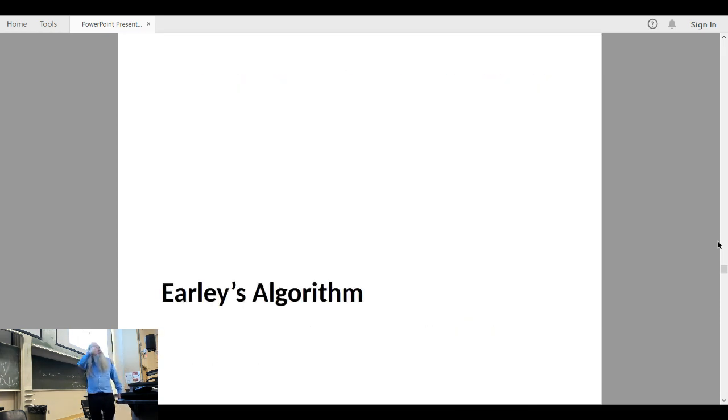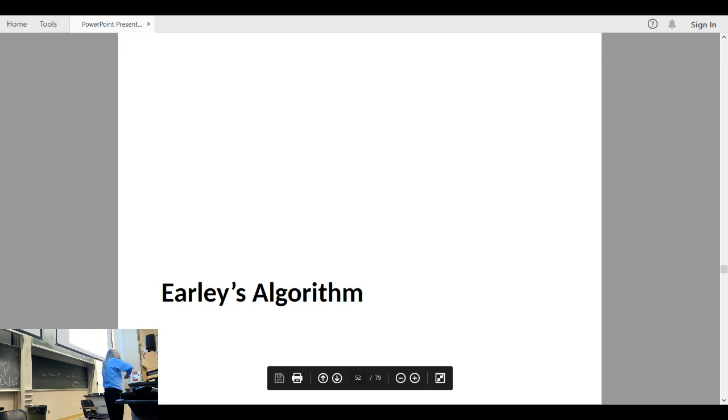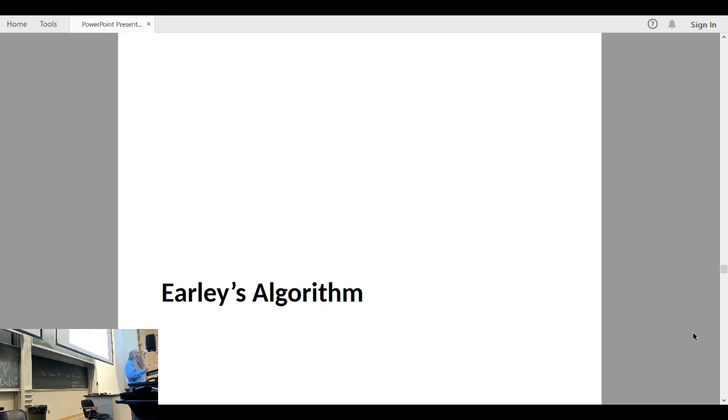So we've talked about CKY as being a context-free grammar parsing. We talked about expanding it to be probabilistic. CKY is restricted to being Chomsky normal form. So what happens if you don't want to be Chomsky normal form? Well, there's another algorithm called Earley's algorithm, and Earley's algorithm does not need your rules to be in Chomsky normal form, and it's called the Earley's algorithm not because it's early in the day.